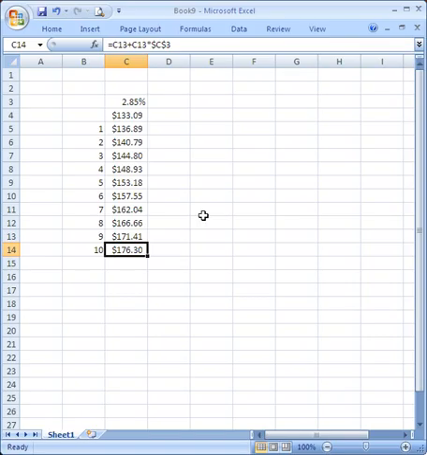In the same way, we say that 2.85% is the average inflation rate because if inflation was precisely 2.85% each year, prices would rise from 133.09 to 176.30. Whatever the actual inflation rates may have been in between, they were equivalent to a steady rate of 2.85%. And that's why we call 2.85% the average inflation rate.